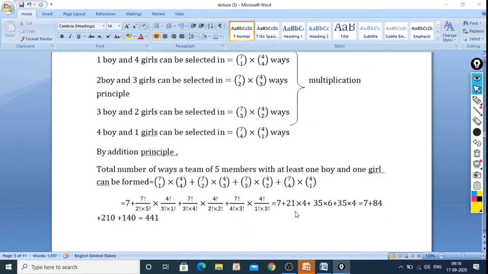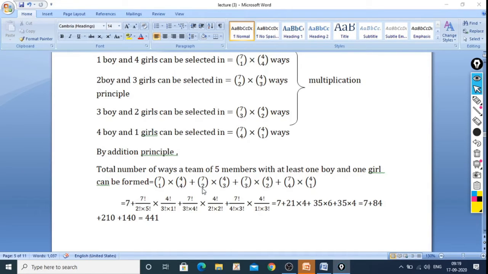And now simplify it by using the formula of combination. So 7C1, we know that NC1 is always equal to N, so it is 7. 4C4, that is NCN, that is also 1. So it is 7 into 1, that is 7.